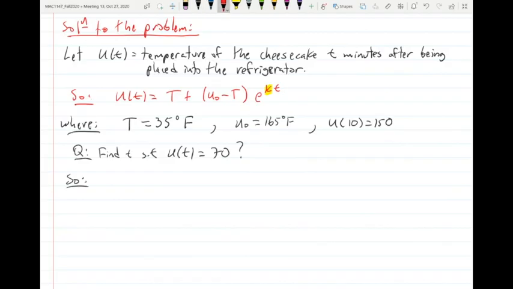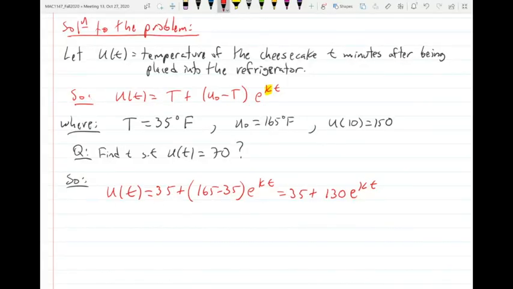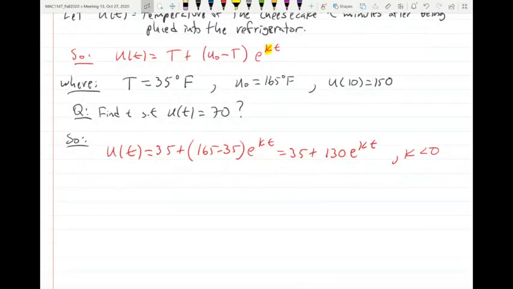So let's write down what we have so far. U of t is going to be equal to 35 plus 165 minus 35 times e to the kt, or more nicely, 165 minus 35 is 130. So far, this is what we know about the model. And what we know also is that k is negative because we have cooling. So we have a cooling effect here, so we know that k is negative. We need to find k.